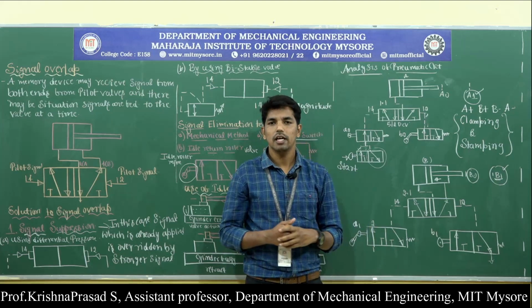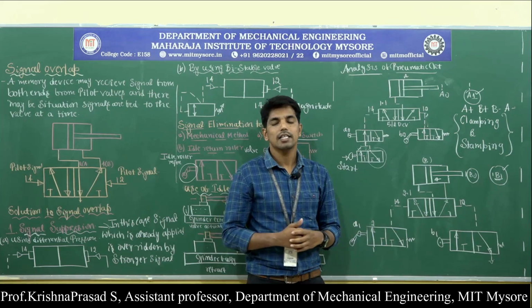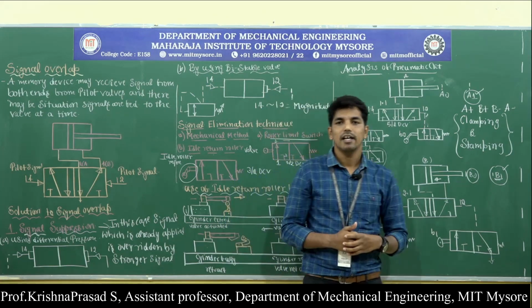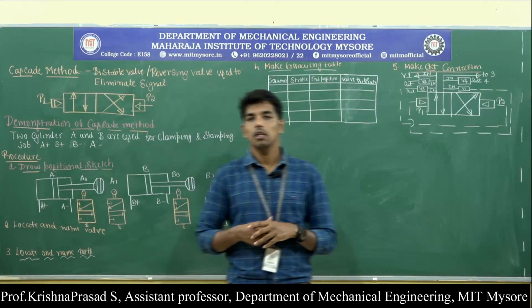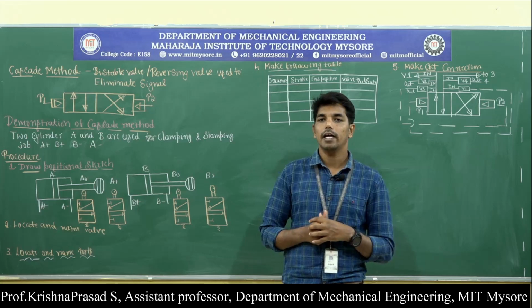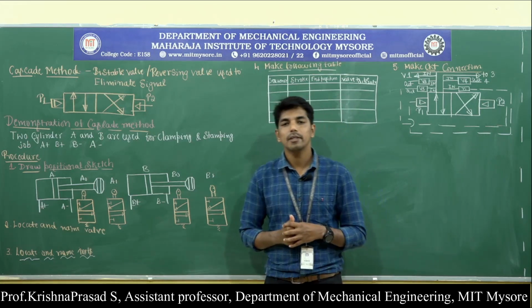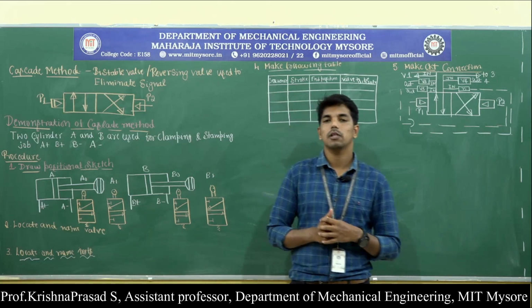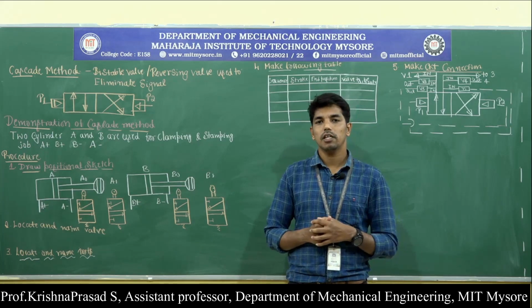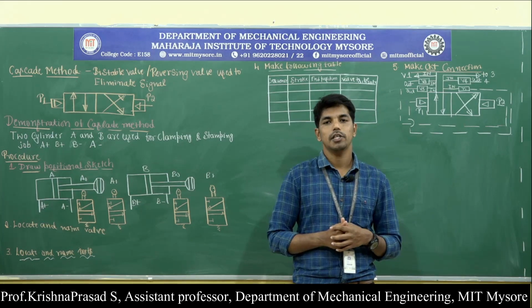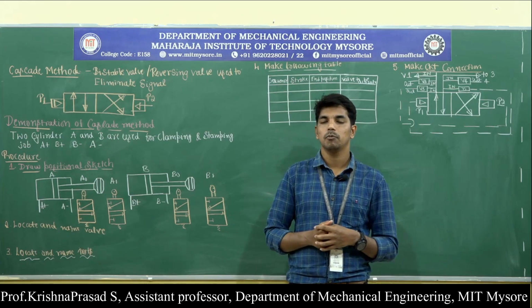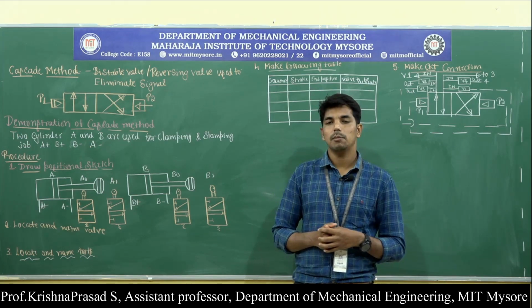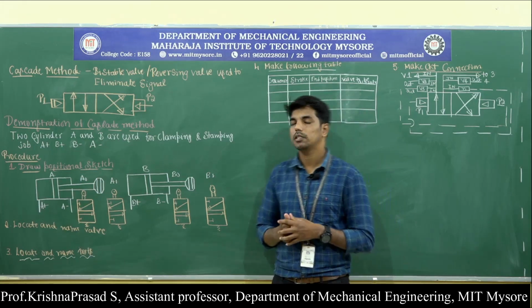Next we are going to see the same pneumatic circuit analysis with the help of the cascading method. The next topic is called signal elimination by the cascading method. What happens in the cascading method is very important. For the signal elimination purpose, we are going to use a bistable valve or the reversing valve. So what is meant by the bistable valve or the reversing valve? That is very important.